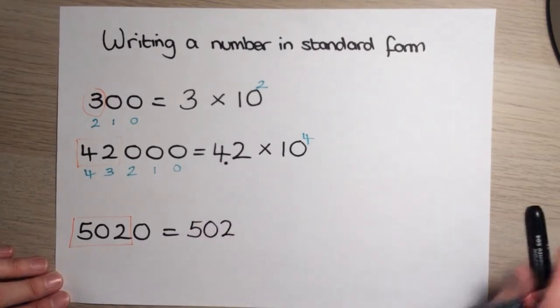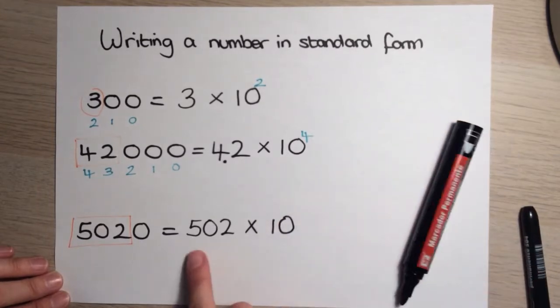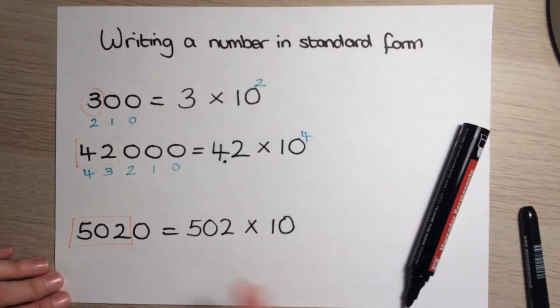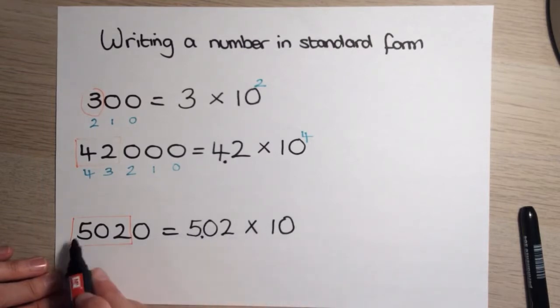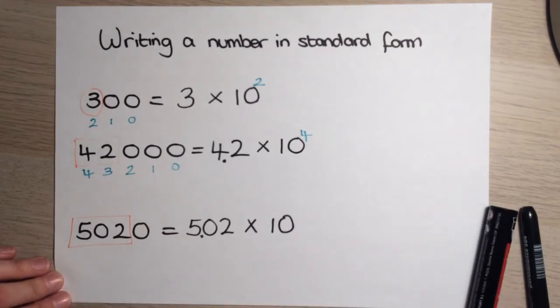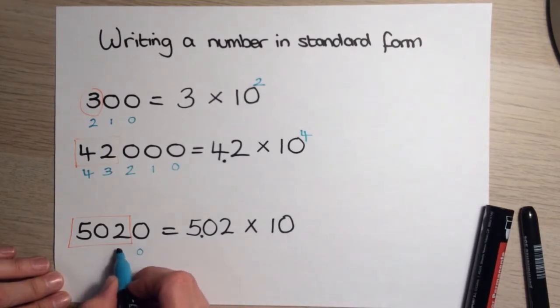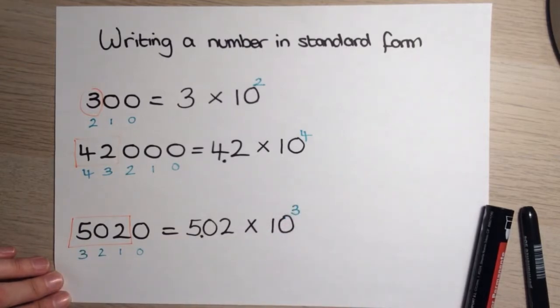So I'm going to put 502 here multiplied by 10. Now to make this into a number between 1 and 10 I am going to put my decimal point there, so it's 5.02. Okay, notice I haven't changed the order of the 5, the 0 or the 2, they stayed in the same order. And then to find my power I start calculating from here, 0, 1, 2, 3, and that forms my power of 10.